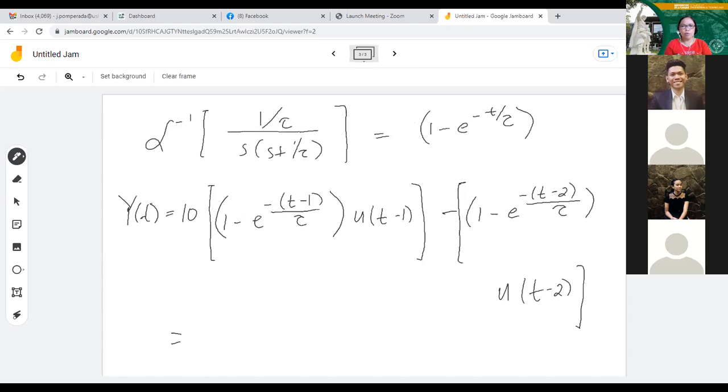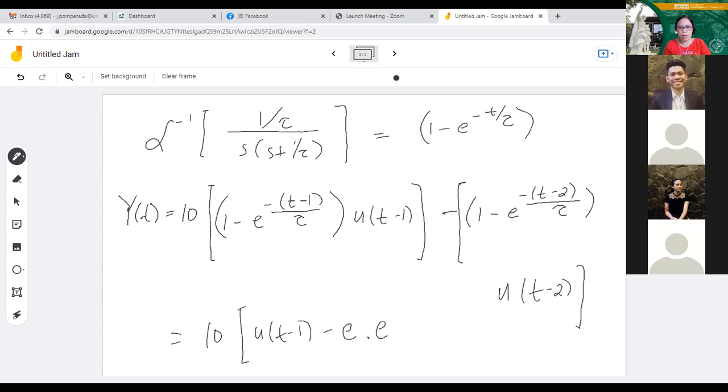Now, what you'll be getting is this. You have here 10, and you have here u of t minus 1. In this part, you need to simplify, class. How would you simplify? You use the rules of exponent. What would be the rule of exponent in here? This should be e. Okay, my internet is unstable. E raised to, so this would be a product of two e's. This one is negative e raised to t over tau.